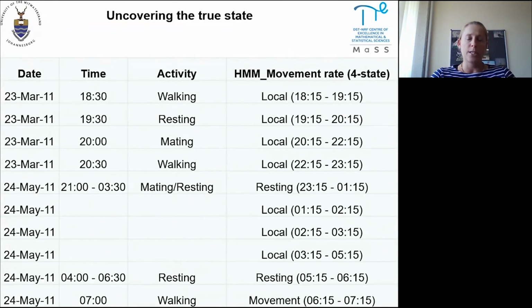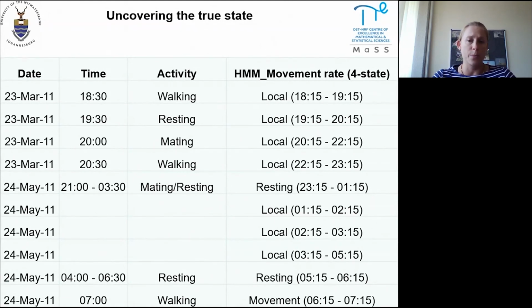So if we have a look, hopefully you can see a table here where we have the date and the times. The activity was what the researchers on the ground in Kruger actually recorded, whether it was walking, resting, mating, and then what you can see is the HMM movement rate model. The first problem we had with this was that the timing of the GPS locations and the time scale of the actual observations in the field were very different. So now we were trying to validate states at different time scales.